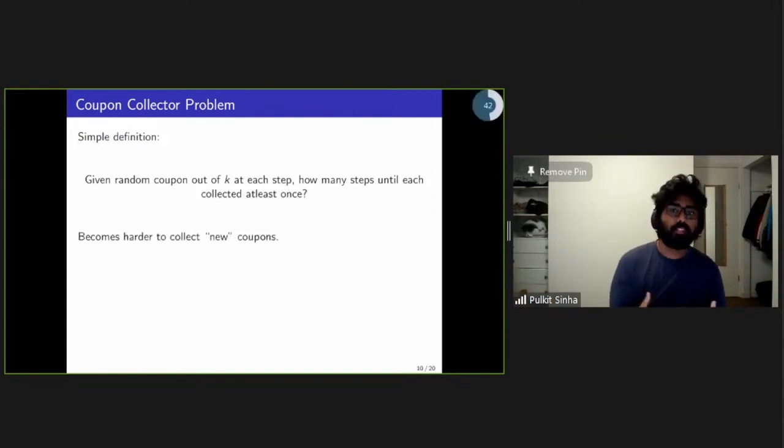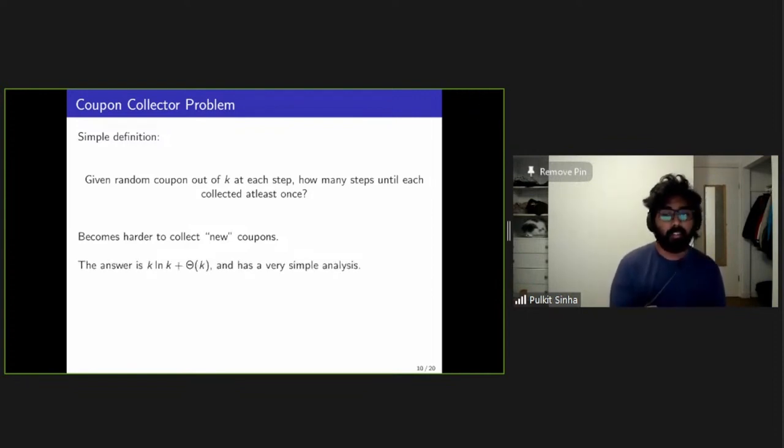If you try to visualize this process of you picking up a random coupon at each step, you'll realize that as you keep on collecting new and new coupons, the probability of collecting a so far uncollected coupon keeps on decreasing. Because of this phenomenon, it turns out that the number of steps you require is k ln k plus theta k. And this problem has a very simple analysis.